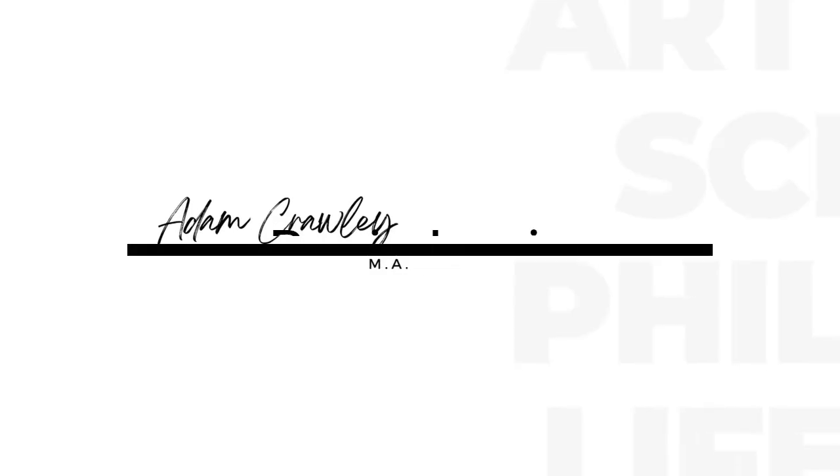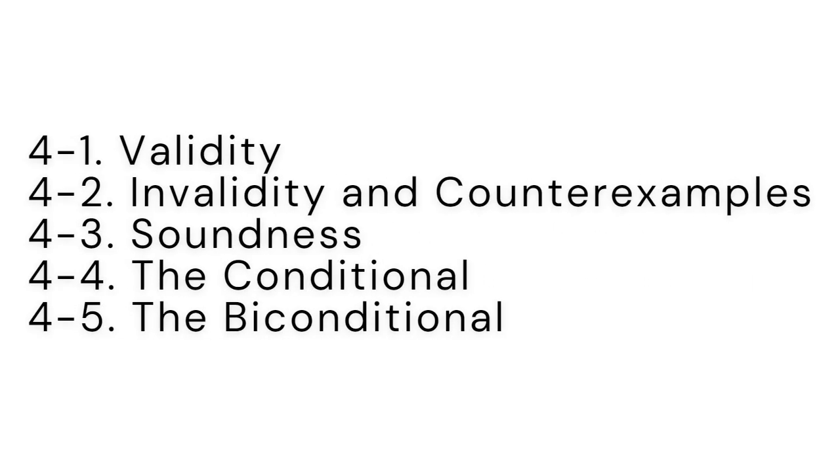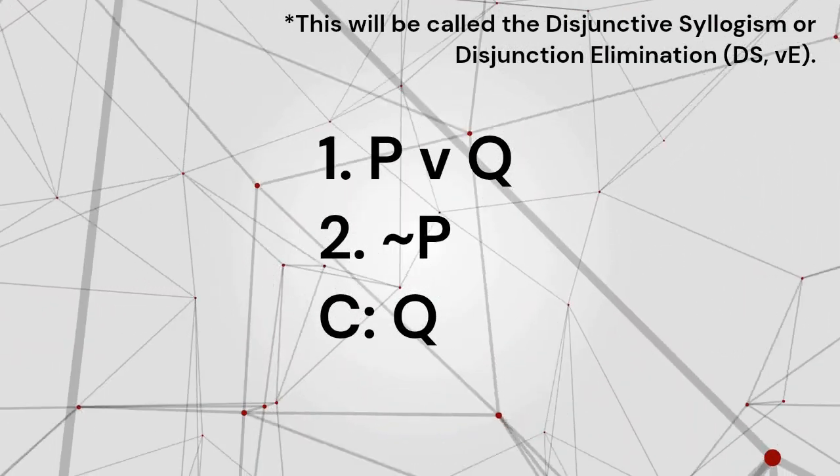In this lecture on basic logic, we'll be covering validity and introducing the concept of conditional statements. As I've explained previously, validity is the quality of the form of an argument, such that if the premises are true, the conclusion must also be true. This quality of form can be demonstrated using argument forms that we will eventually use as inference rules in natural deduction. An example from our text: P or Q.